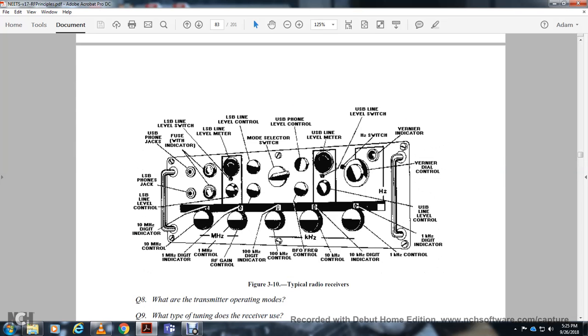Figure 310 shows the typical radio receiver: the USB phone jack fused with indicator, LSB line level switch, LSB level line, LSB level control, mode selector switch, USB level control, USB line level meter, USB level switch, vernier indicator, vernier dial control, kilohertz digital indicator, 1 kilohertz control, 10 kilohertz digital indicator, 10 kilohertz control, BFO beat frequency oscillator frequency control, 100 kilohertz control, 100 kilohertz digital indicator, radio frequency gain control, 1 megahertz control, 1 megahertz digital indicator, 10 megahertz control, 10 megahertz dial indicator, LSB level control, and LSB phone jack.